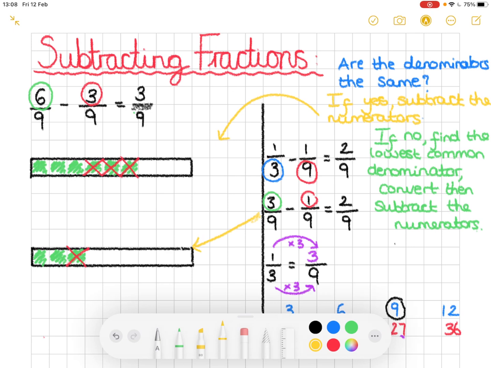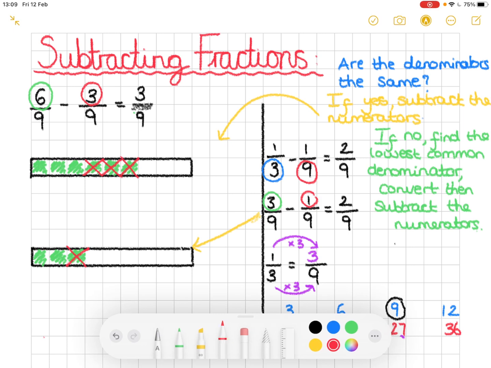So have a go. Key question, are the denominators the same? If the denominators are the same, yes, you can go ahead and subtract those numerators. Largest fraction comes first. If those denominators are different, if they are not the same, then please remember you have to convert first. Find the lowest common denominator, convert, and then subtract the numerators.